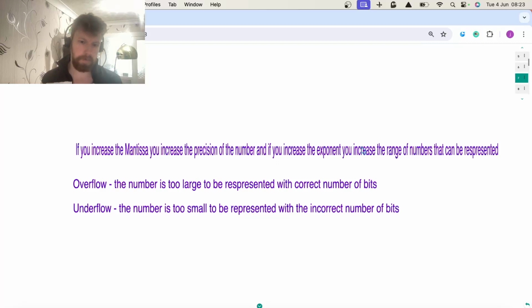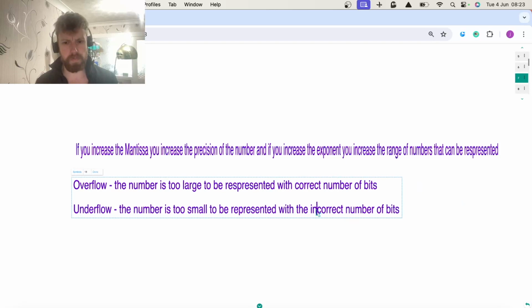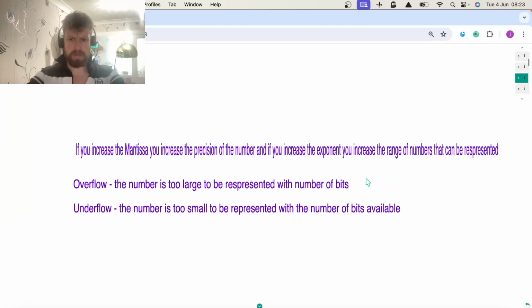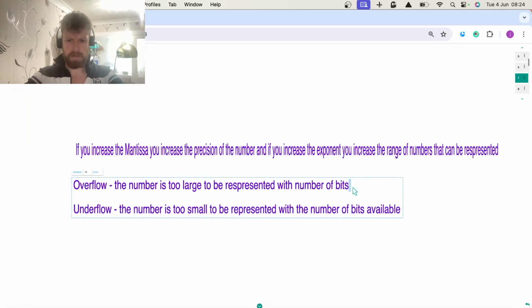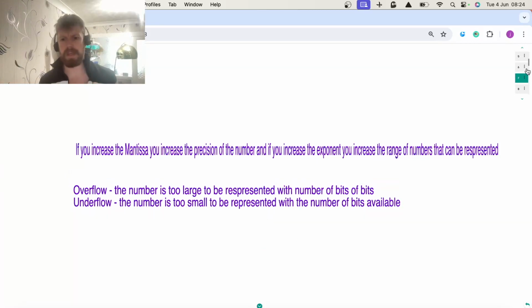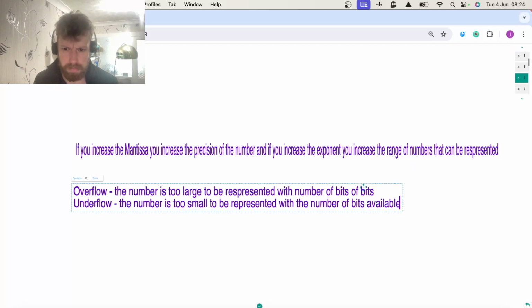With this, overflow can also happen, where the number is too large to be represented with the number of bits that you have available. Underflow is where it's too small to be represented with the number of bits available. I'm actually going to change that to say number of bits available. I'm just going to slightly change that one there for you, because I personally think that's a bit of a better sentence. There you go.